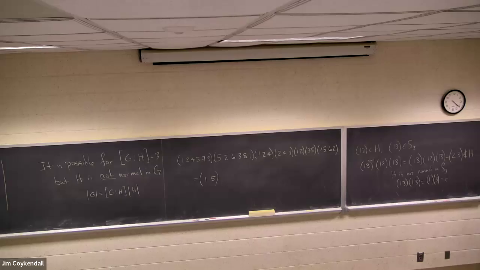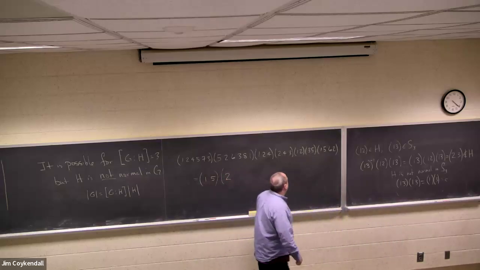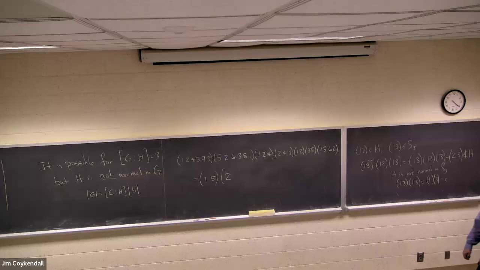What's the smallest number that appears in one of those cycles that I haven't seen yet? 2, right? Everybody agree with that? Okay, where does 2 go? 7. Everybody see?